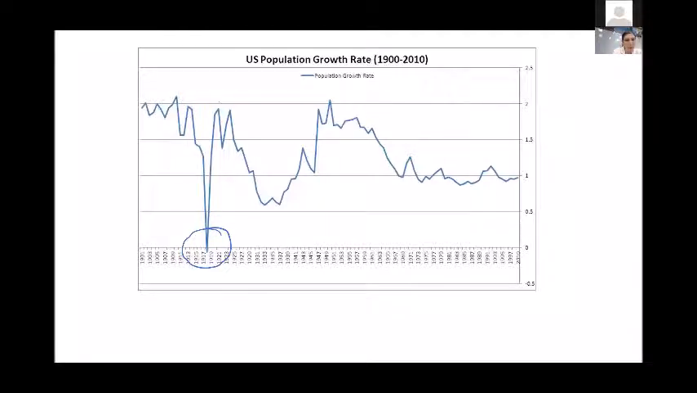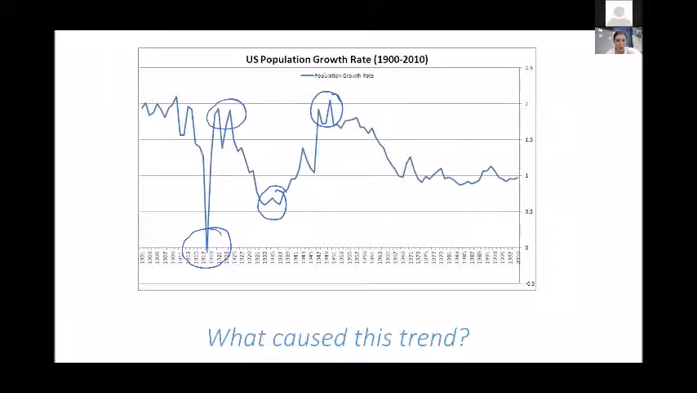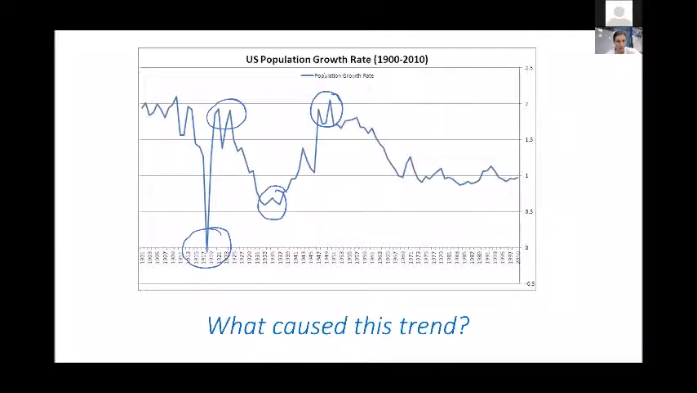What might have happened straight afterwards? What happened here and here? These are all types of questions that you may ask. What type of cultural, economic, and environmental things may be going on that are affecting this growth rate? Basically, what caused this trend?